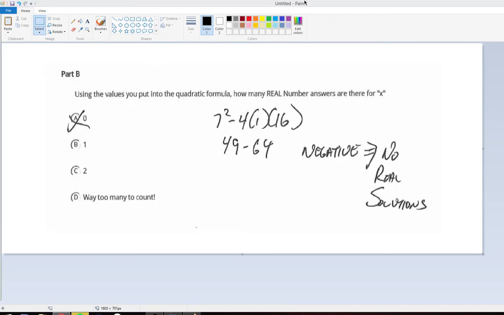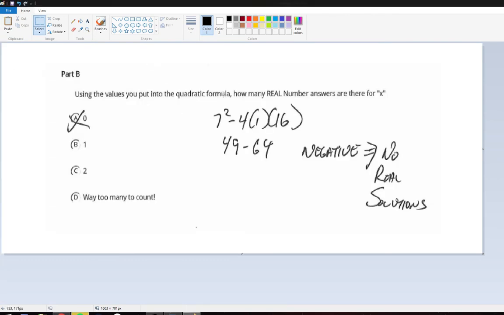Question 5. Using the values you put into the quadratic formula, how many real number answers are there for x? So you don't need to do the entire quadratic formula, you just need to do the part where it's b squared minus 4ac, right? And if this is a negative number, you know it's 0. If it was 0, then you know it would be 1. And if it was greater than 0, then you know it would be 2. Because guess what? We already covered this in the first question, right?